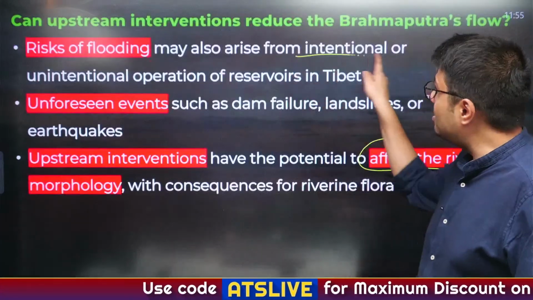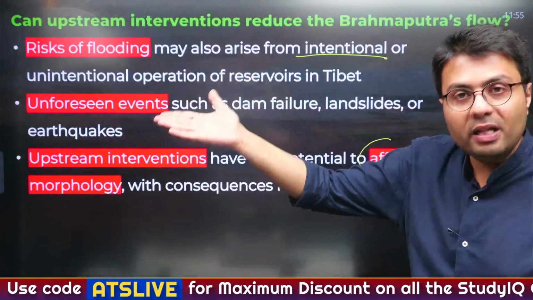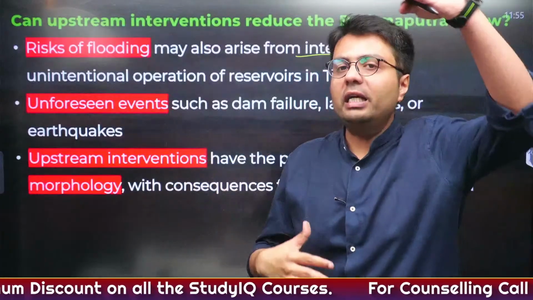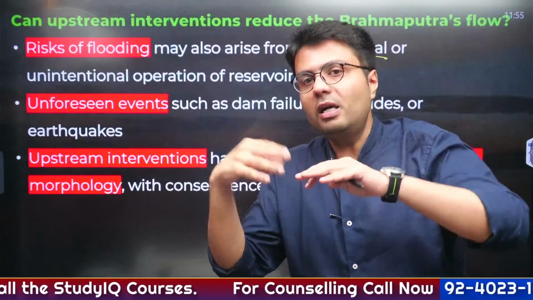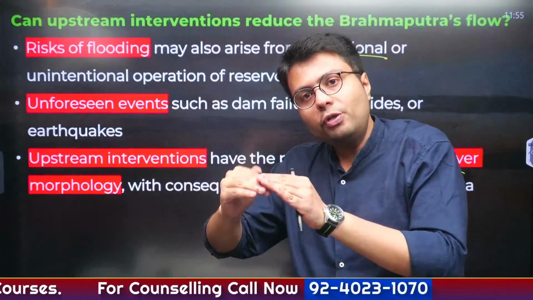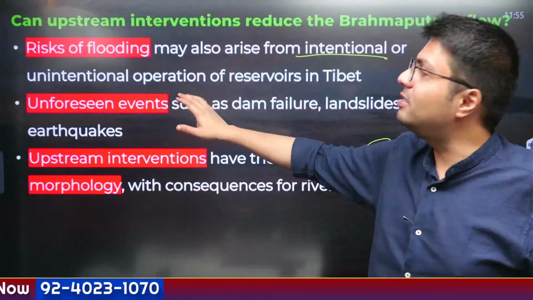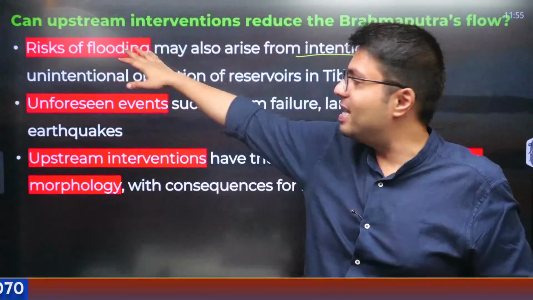It might be intentional from the Chinese side if they decide to open the gates of the dam, or it might even be unintentional, because if the flow of water increases beyond a certain level, the dam operators do not have any other option but to open the dam gates, right? So due to intentional or unintentional reasons, there might be a risk of flooding on the Indian side.